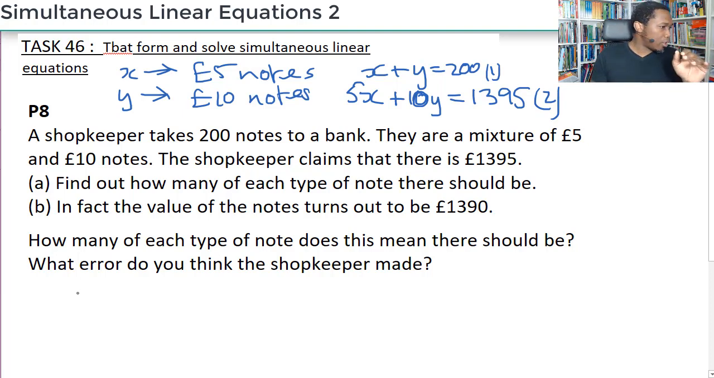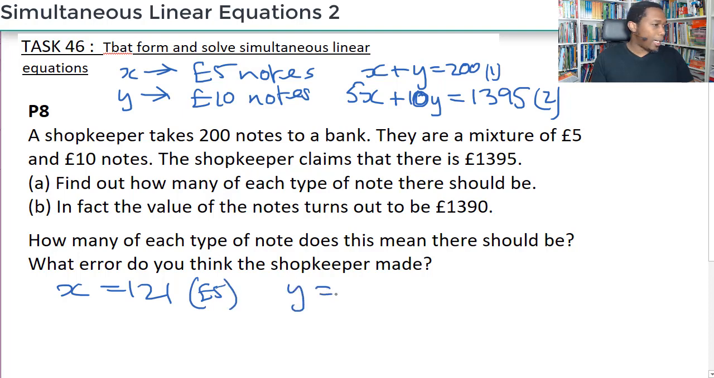And the solutions, let's just read. What you're going to have is X is going to be equal to 121. So 121 £5 notes. And then Y, I'm getting Y as 79. You make your checks, but I'm reading off from my screen, and that will be the number of 10-pound notes, so 790 pounds there.